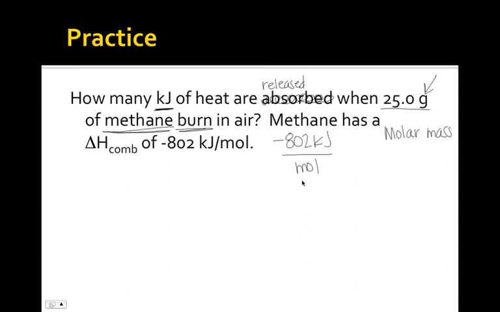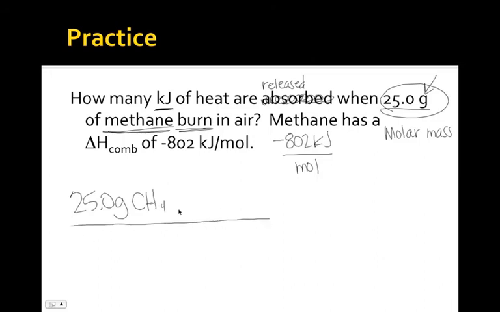I've also given you guys the tip before to always start with your simplest number that you're given. I'm given two numbers here, one with the units of grams, one with the units of kilojoules per mole. This is my simple number because it only has a single unit as opposed to multiple units. So I'm going to start there with my 25 grams of methane. Methane is CH4. And using the molar mass, I'm going to convert it to moles. So I know that the molar mass of methane, this is 12.01, and each of these is 1.01 times 4, so 16.05 grams of methane per mole of methane.